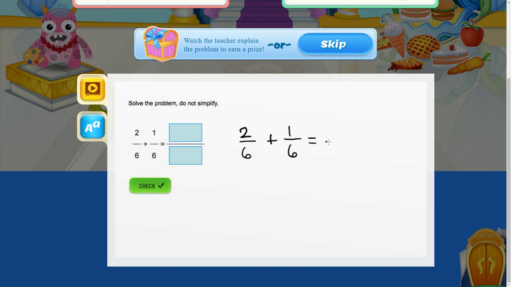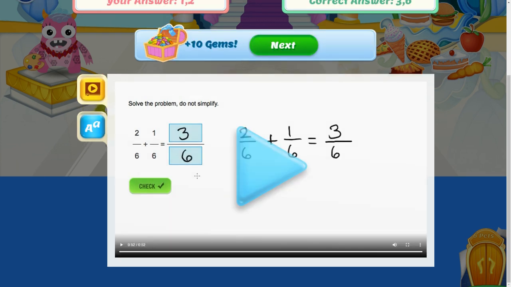The second step when adding fractions is to rewrite our new fraction with the denominator of the two fractions. So since our denominators were 6, our new fraction's denominator also has to be 6. And now our third step is to just add the numerators. So we get 2 plus 1, which is 3. So this tells us that 2/6 plus 1/6 is 3/6.